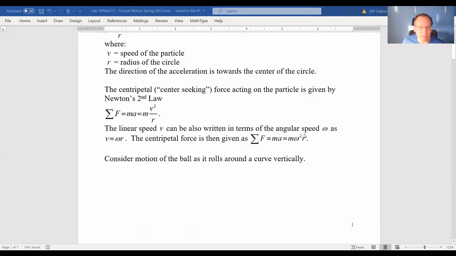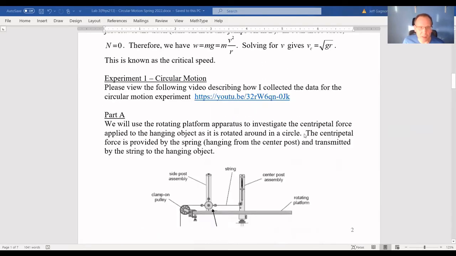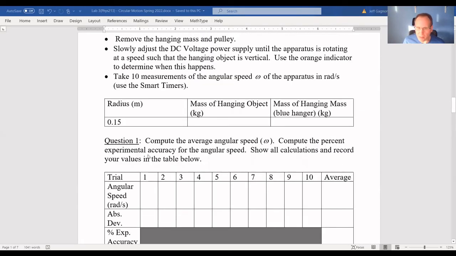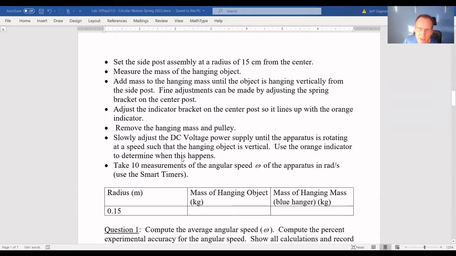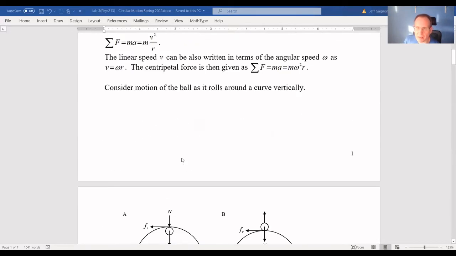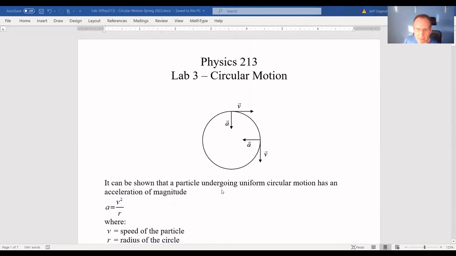And the other thing that might be different is the numbering. So the questions should be the same, or basically the same. The only difference might be the numbering. Okay, so you can just ignore those. Make sure you go by this semester's handout for Lab 3.